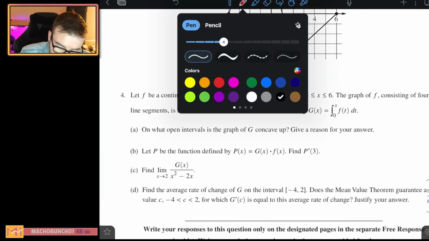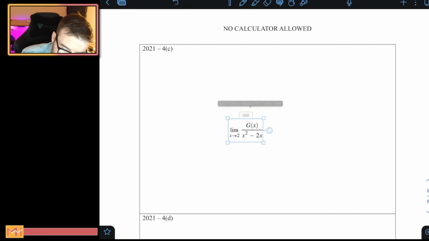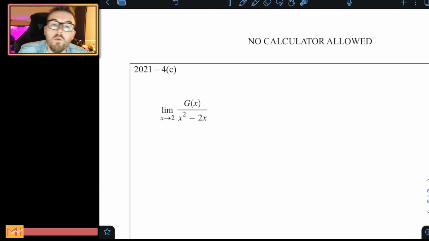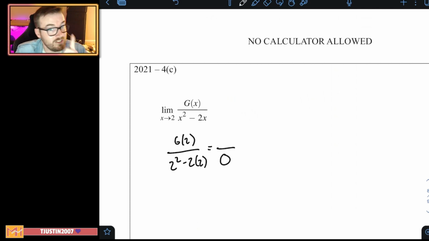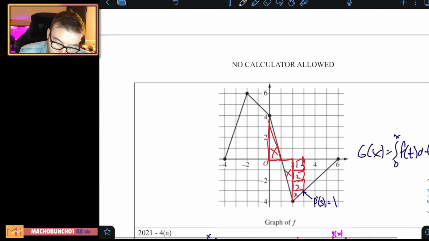Find the limit of g of x over yada yada. All right. Well, I'll go ahead and copy that and paste it down here. So, what's so hard about this limit? Well, you always want to simply plug in 2 first, right? Just plug in 2. So this is g of 2 over 2 squared minus 2 times 2 comes out to a 0 in the denominator, but is g of 2 0? Because if not, you can't use L'Hopital's rule. What is g of 2?